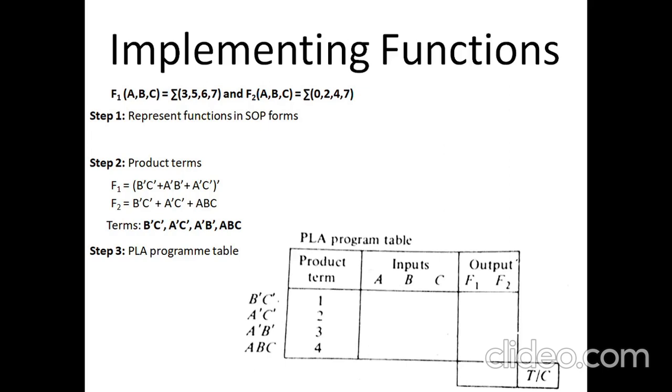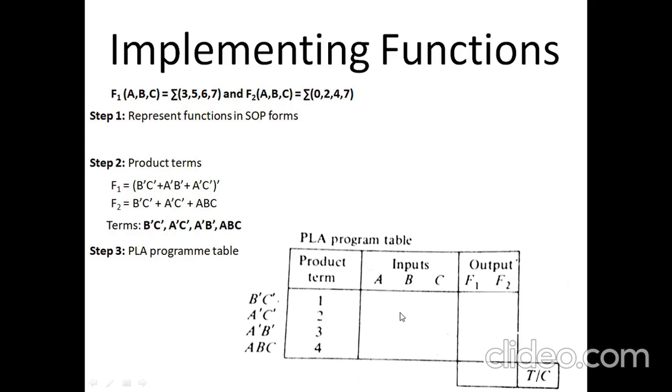So we create 3 sub columns A, B, and C because we have 3 variables. If the Boolean functions were 4-variable Boolean functions, then we would create 4 sub columns, for example A, B, C, and D, and so on and so forth. Similarly, for the output, we have 2 Boolean functions, so we have 2 outputs, and they have already been named F1 and F2. We just create 2 sub columns.